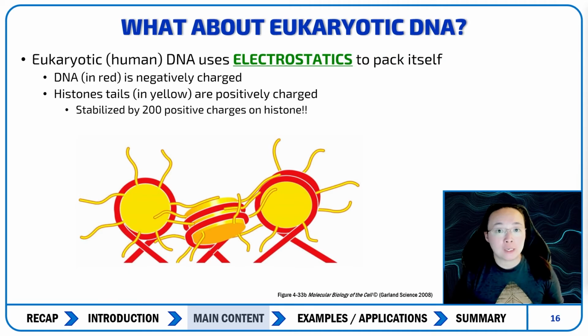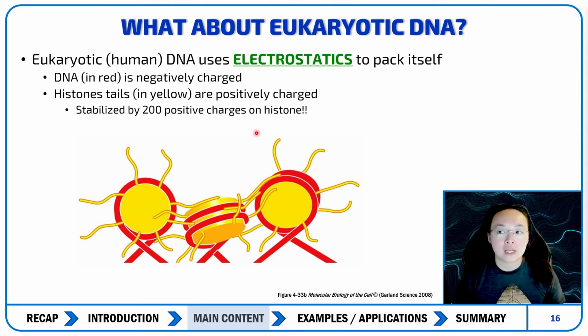So what about eukaryotic DNA? When we take a look at eukaryotic DNA, it uses electrostatics to pack itself. In red, we have our DNA, and in yellow, we have our histone octamer. One thing I didn't show before is the histone tails. There's actually projections of the histone so that there are more areas of positive charge that can attract the negatively charged DNA. So there's actually these positive tails that stick out, and with all of this, there are approximately 200 positive charges on one histone that will attract the DNA to bind around it.